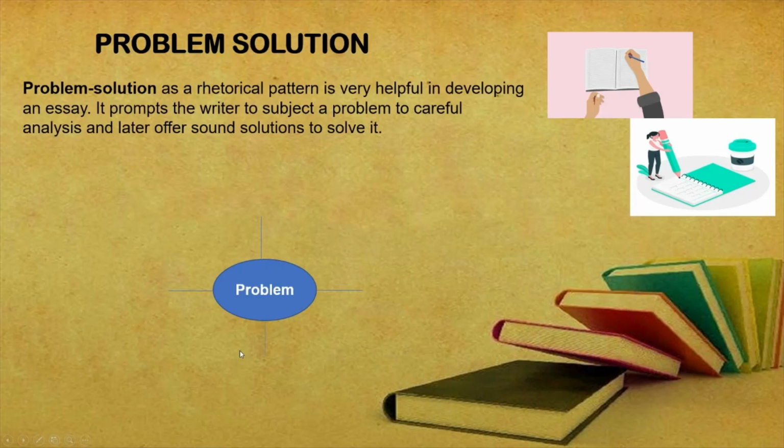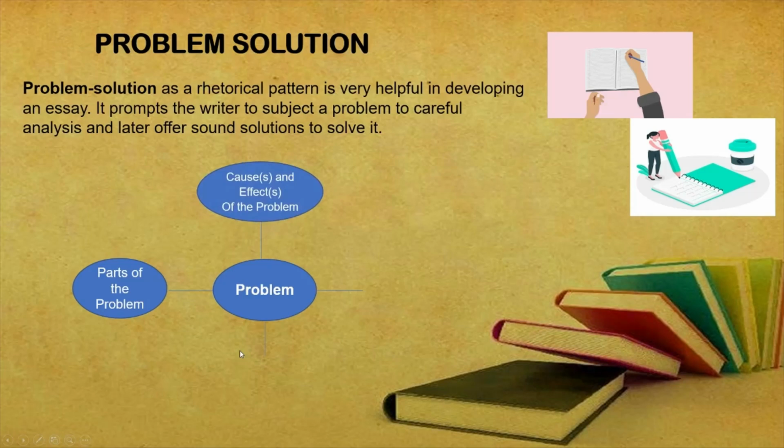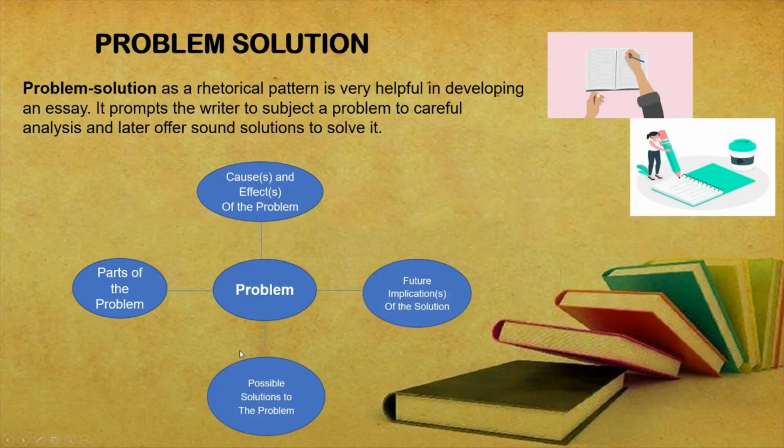In analyzing the problem, you need to look at its different angles. The parts of the problem will require you to analyze the 5 W's: what, who, where, when, why, and 1 H for how questions. The cause and effect of the problem will expose the root of the crisis as well as its possible implications or the future implications of the solution.